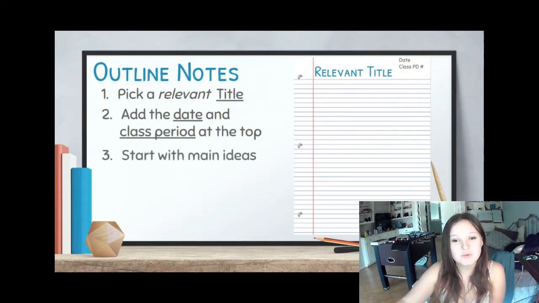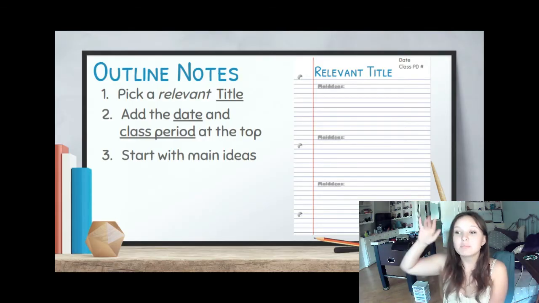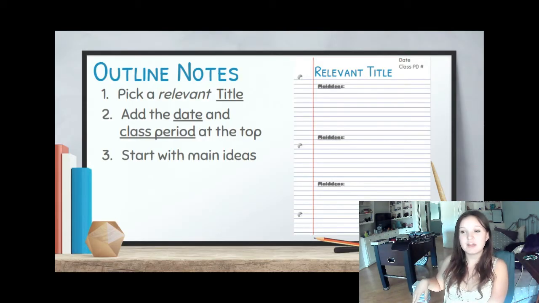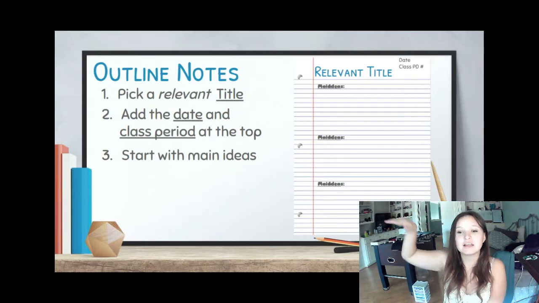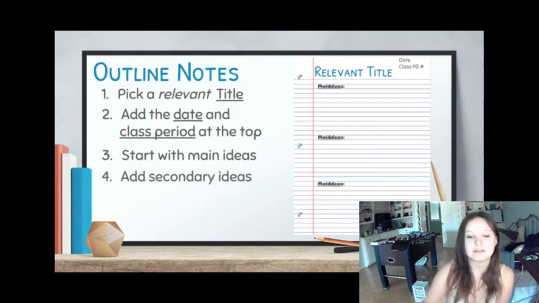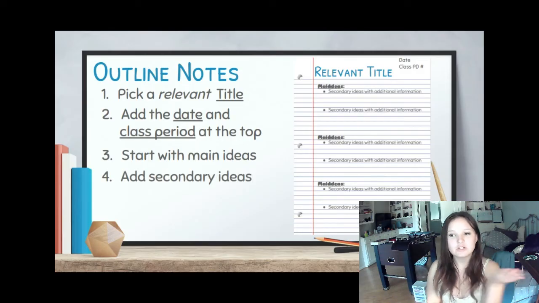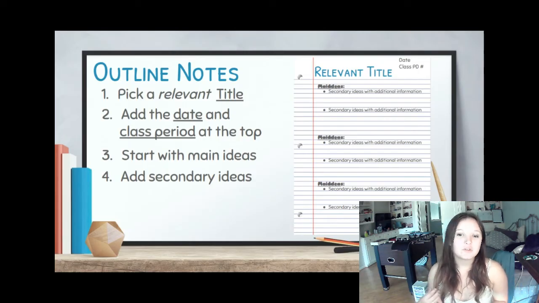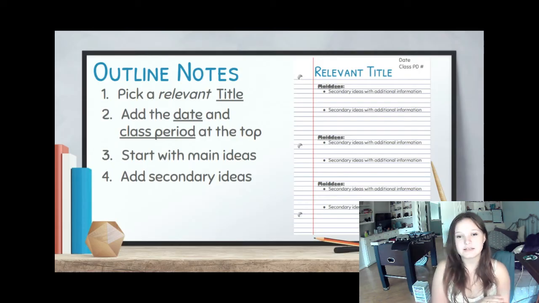Now, your next step is going to be to start with main ideas. You may start out with a bunch of main ideas laid out separately, or you may start out with one main idea and just repeat these 3 steps over and over again. Because the next step is to add secondary ideas to your main ideas. These would be indented over and added under your main ideas, and they would include additional information and maybe even more extensive ideas about your main ideas.